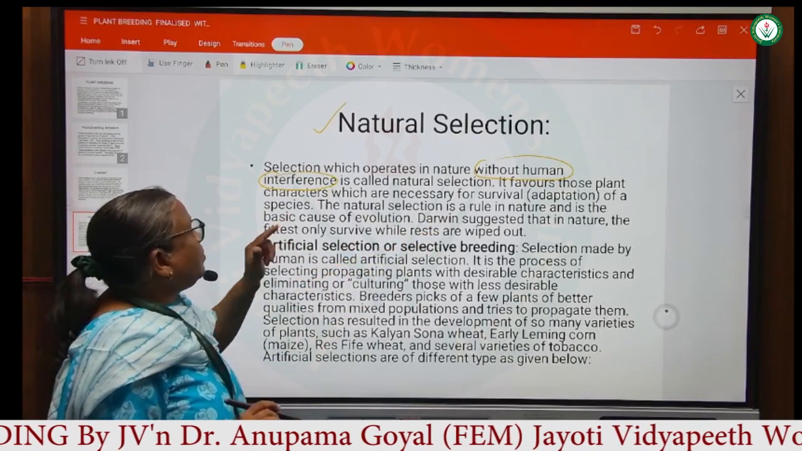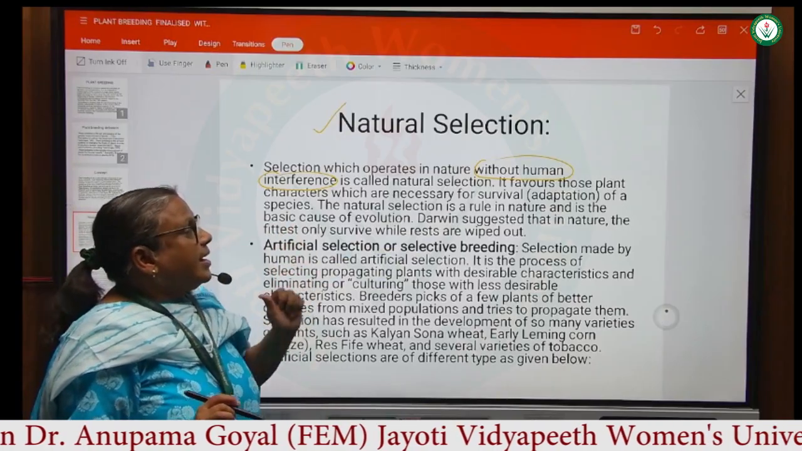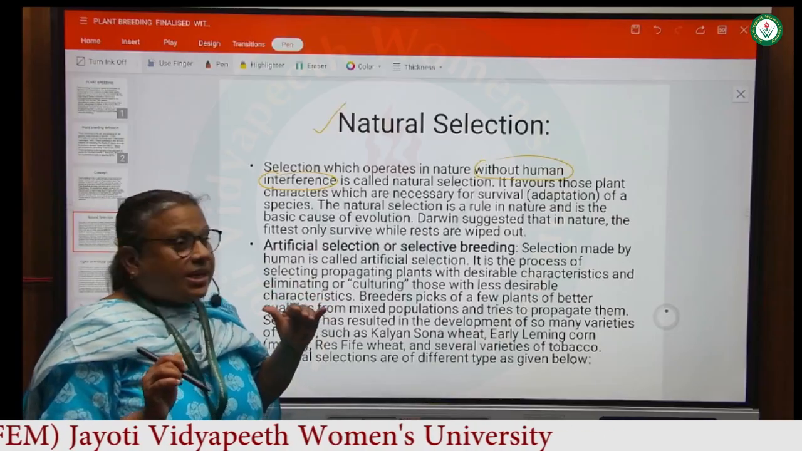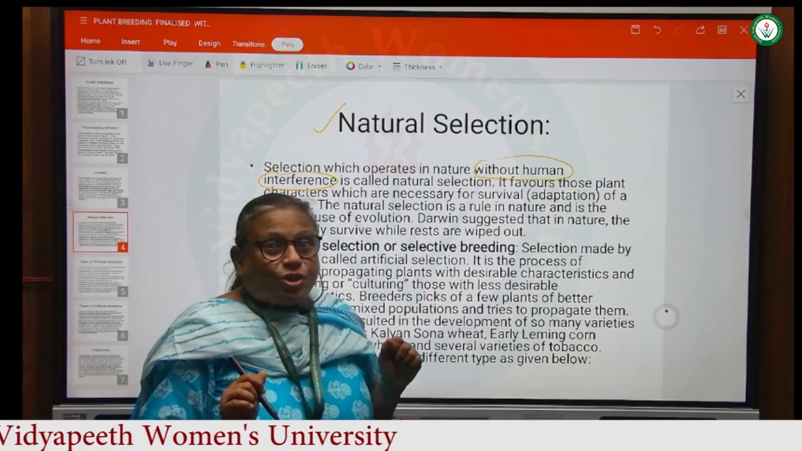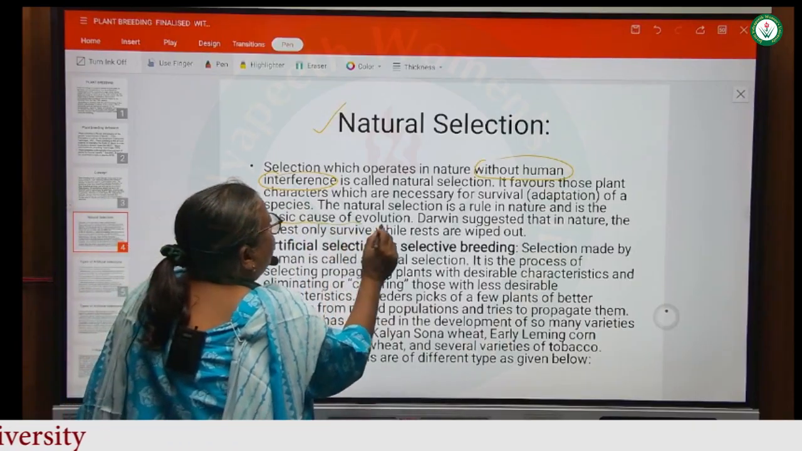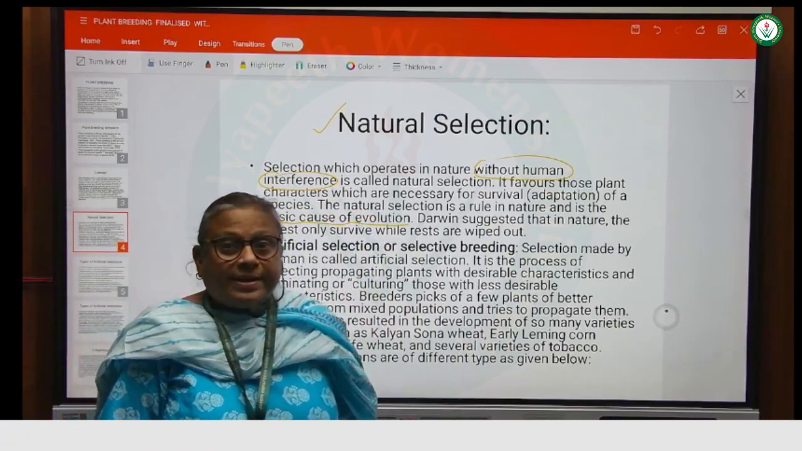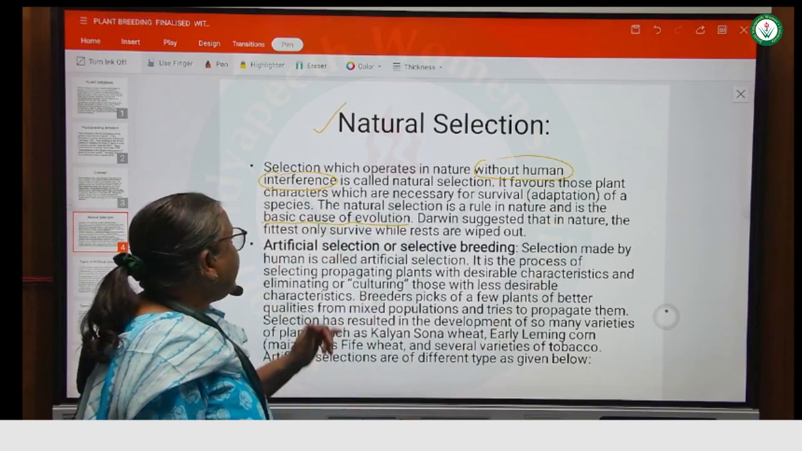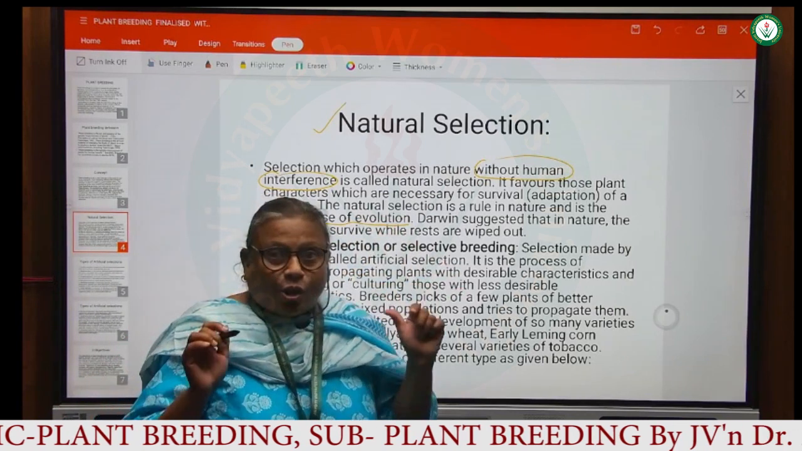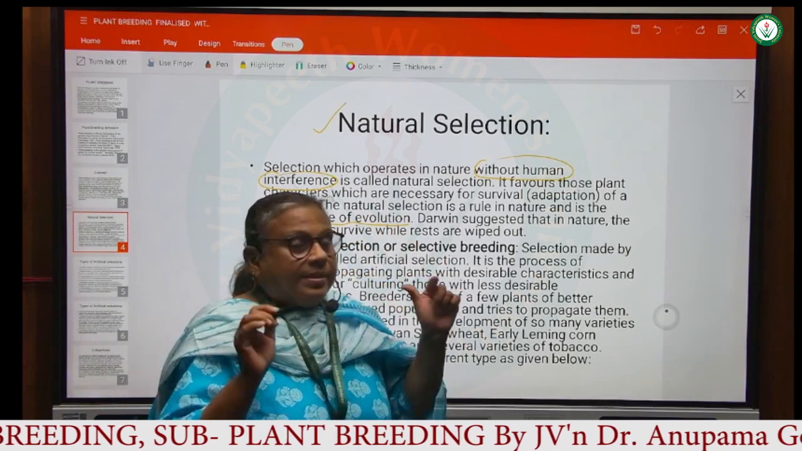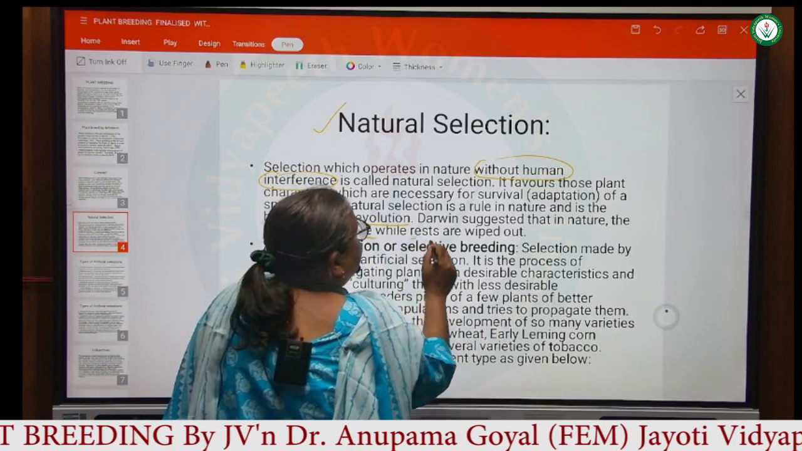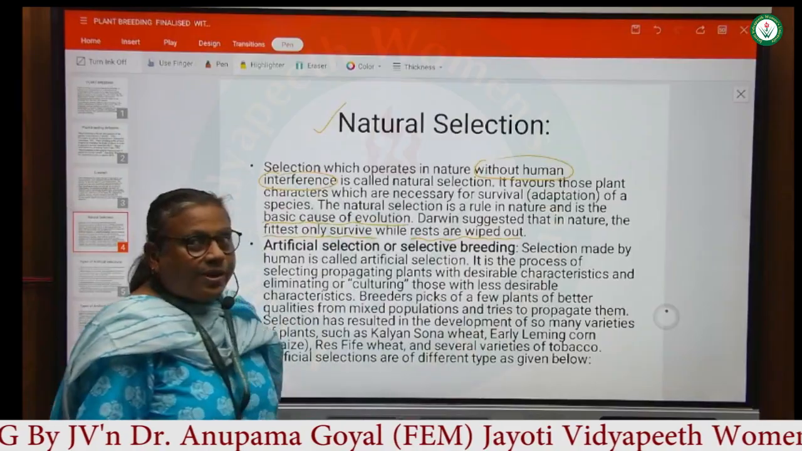It favors those plant characters which are necessary for the survival or adaptation of a species. Natural selection is the rule in nature and it is a basic cause of evolution. So Darwin suggested that in nature the fittest ones survive. According to Darwin, in nature the fittest only survives while the rest are wiped out.